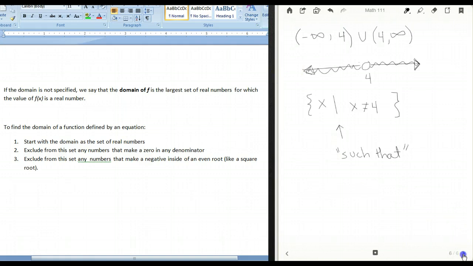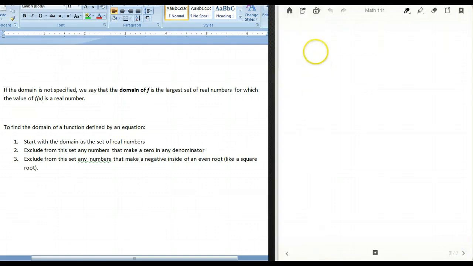Let's maybe do one more example, and then we'll move on to some properties. So let's think about something like this. What if I define a function by this thing? This function says you take an input, you do 1 minus that input, and you square root that result. So let's think about finding the domain of this thing.